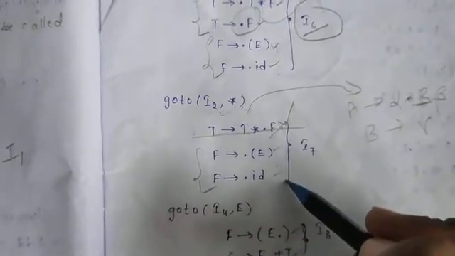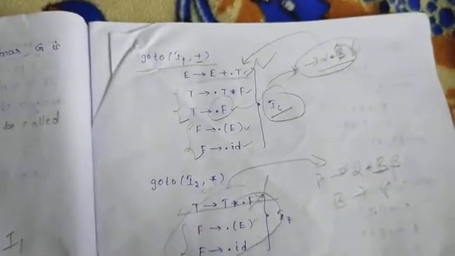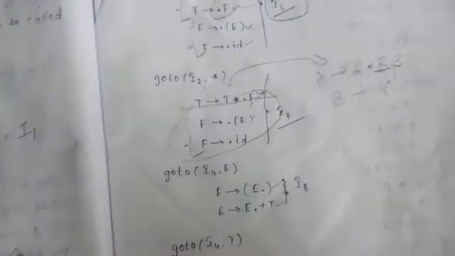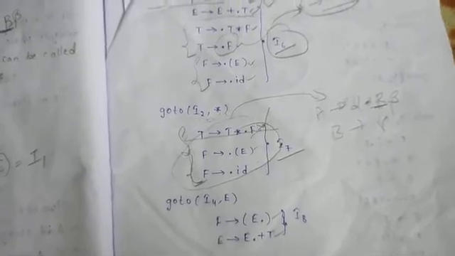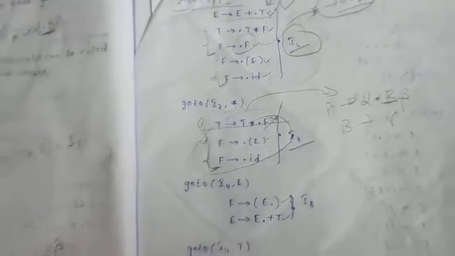After finalizing this, we'll check this set of productions with the remaining states. I0 does not match, I1 does not match, nor I2, I3, I4, or I6. Since it is not matched, it will be indicated as I7. Why? Because these three productions are not there in any of the given states. For that reason it should be indicated as I7.